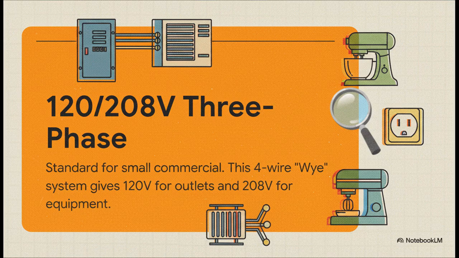Now notice two things right away. We've officially moved to three-phase power, and we have a new voltage in the mix, 208 volts. This system is so common because it gives you the best of both worlds. You still get that 120 volts you need for all the standard outlets and lights, and you get a more powerful three-phase supply for commercial kitchen equipment, small motors, and rooftop HVAC units.